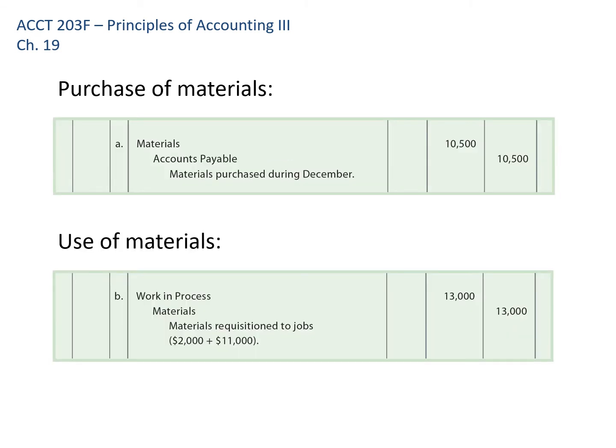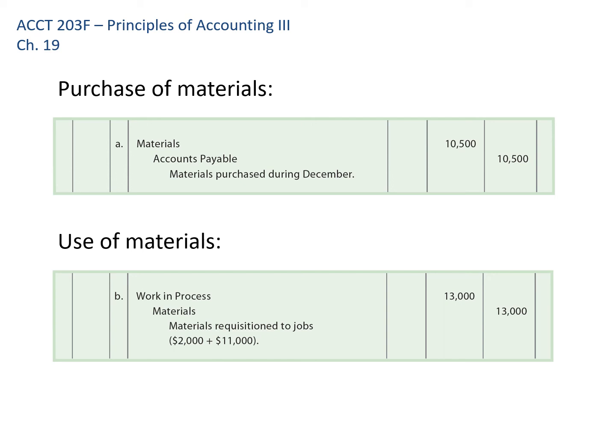Now the journal entry for that would be when I buy the materials, I'll debit the materials account and I'll credit accounts payable. I'm receiving material and I owe the supplier money for $10,500. Then I'll do a journal entry where I'll debit work in process, my factory, and I'll credit materials for the value of what left the raw material warehouse and went into the factory. In that case, a total of $13,000: $2,000 for one job, $11,000 for the other.